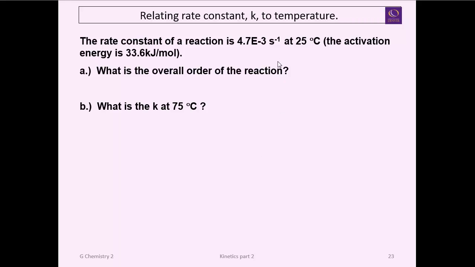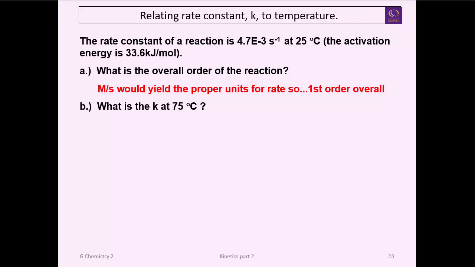And here's the way to think about it. Whatever that order is, divided by seconds is going to give you the rate. And you know the rate is in moles per second. So consequently, the order must involve just moles. That's a first order reaction. Okay, so now back to the heart of what we're working on.